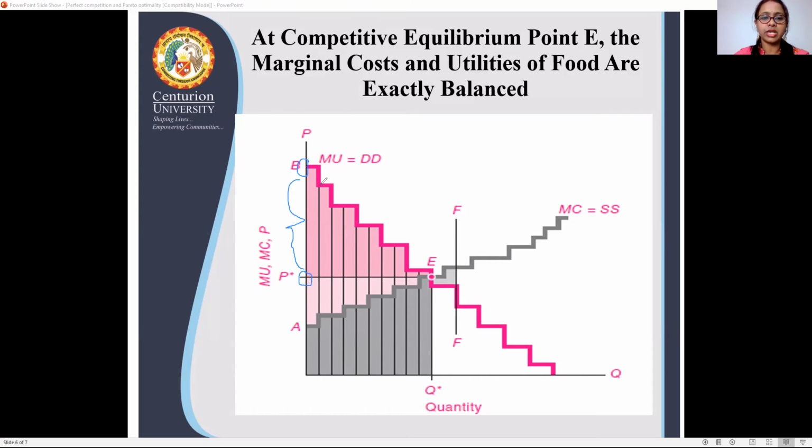Similarly, for the first unit, the consumer is ready to pay this price, whereas the consumer again pays OP price. So this is the consumer surplus. For the third one, the consumer is ready to pay here, but the price is fixed at OP. Similarly, if we see all the points, this complete area becomes the consumer surplus. Why? Because up to this, the consumer is ready to pay a higher price, but on the other hand, the consumer pays only this price.